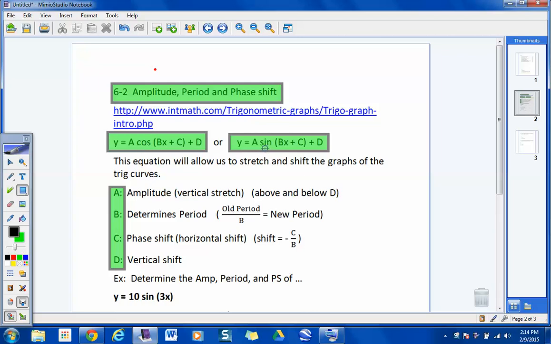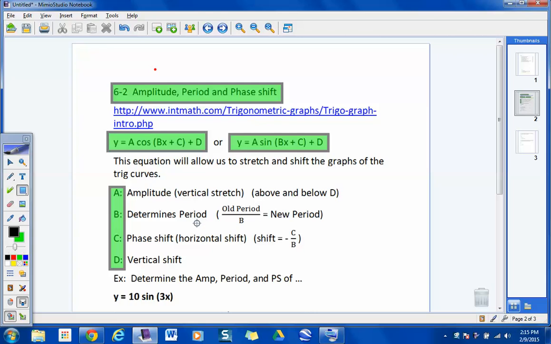Cosine and sine. Okay. Now, we'll talk about this above and below the value of b in a second, but the next thing we need to look at is this part B. Okay? Part B says it determines the what? What's the word? Period.